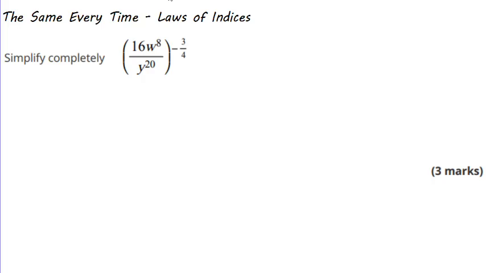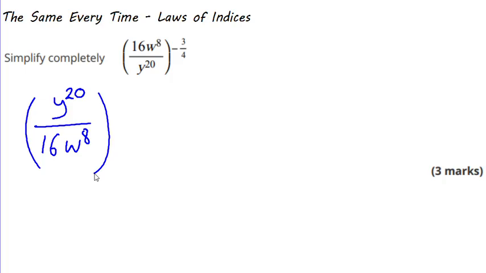We're still looking at laws of indices, simplify completely. In brackets, 16w to the power 8 divide by y to the power 20, the whole thing to the power negative 3 over 4. If you've been watching the previous videos, you'll know the first thing you should do here. If you have a fraction to a negative power, then the first thing to do is write the fraction the other way around, turn it over. So on the bottom of my fraction, 16w to the power 8, and then the power changes from negative to positive. So that's your first move.